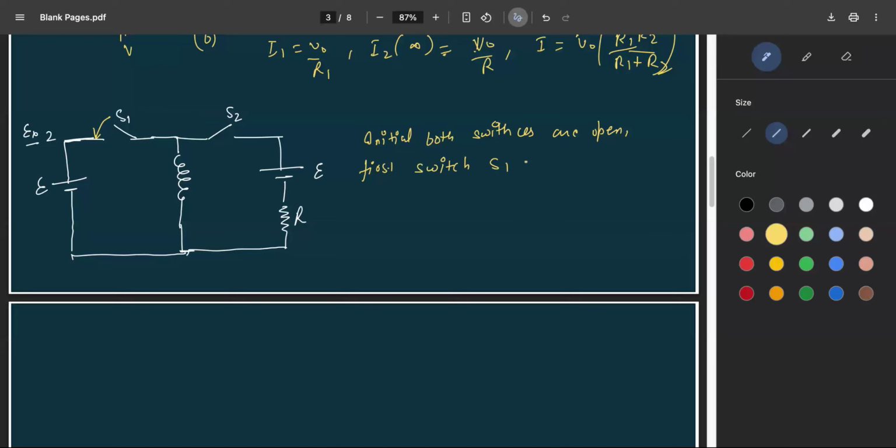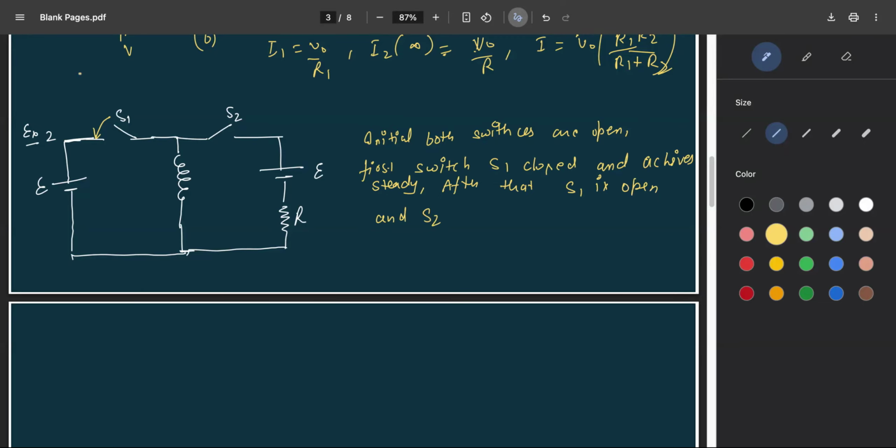What you are going to do first: switch S1 is closed and achieves steady state. After that, S1 is open and S2 is closed. Understood my point?